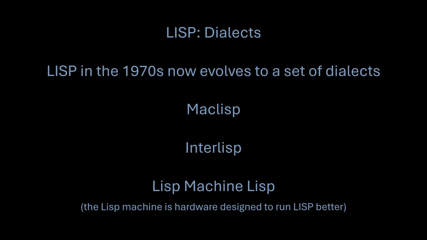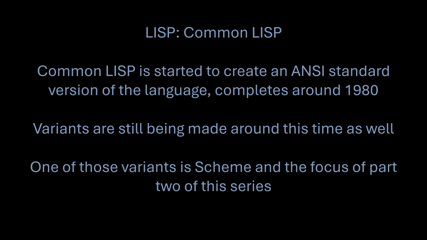Now, while this is going on, there's also some pushback to create a common Lisp. Instead of having all these dialects that might diverge and never become compatible with each other, let's create a common ANSI standard version of the language. The first version of that work completes around 1980, and that ANSI standard committee still exists. It doesn't do very much because Lisp itself is fairly straightforward and solid. But at this time with Common Lisp, a lot of people did Common Lisp implementations. There are also variants being made, and in part 2, we're going to discuss one of those variants, which was Scheme, which was also made at MIT, but for completely different purposes. It was made for helping to teach a class.